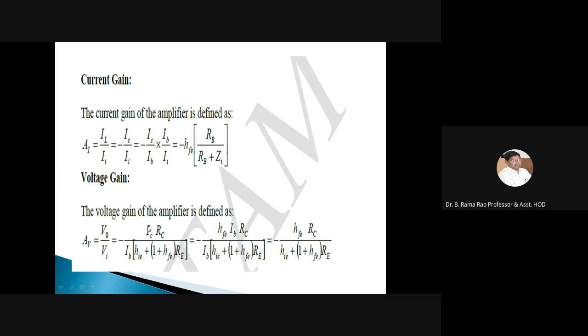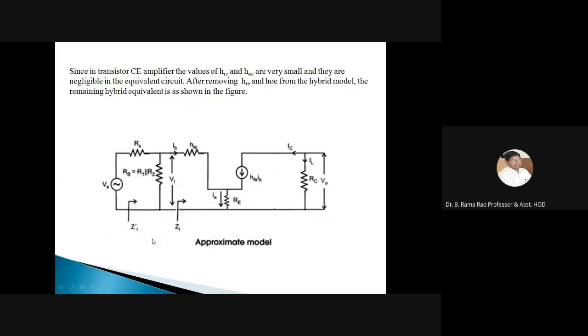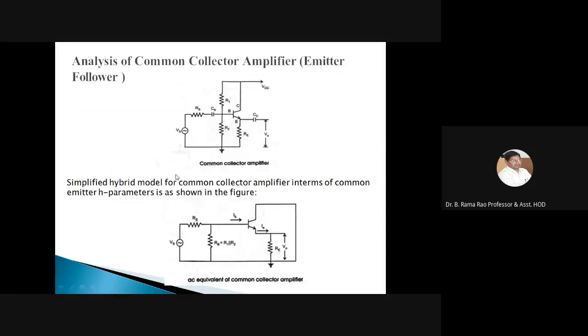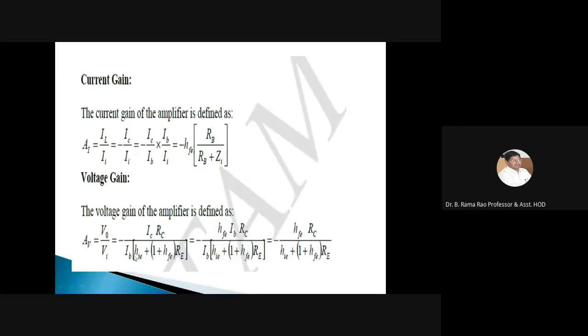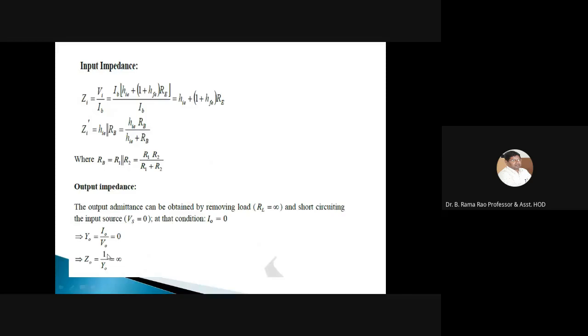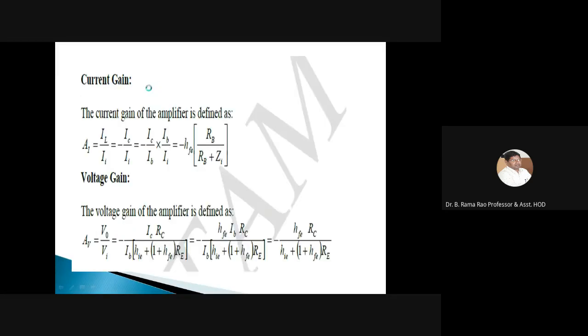Now voltage gain. Voltage gain is nothing but the ratio of the output voltage to the input voltage. This is the output voltage; we get IL into RC as the output voltage. Input voltage is VI. We found the value of VI in the case of input impedance. While measuring the input impedance, this is the value of VI, and then V naught is equal to IC into RC, and we have replaced the value of IC with HFE into IB.